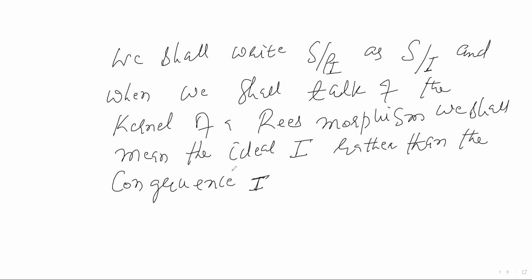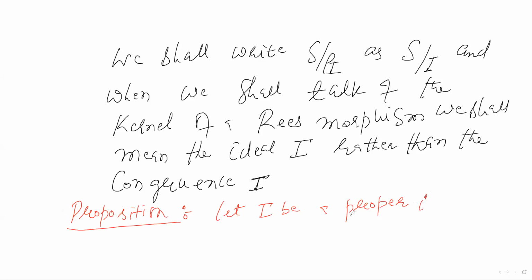There is a sort of correspondence theorem in the case of rings, as well as in the case of other structures, for example modules or vector spaces. The similar proposition is also true here. It is elementary, but it is very important. It says: let I be a proper ideal of a semigroup S. Whenever I take a proper ideal in a semigroup S, it means I am dealing with those semigroups which are not groups.